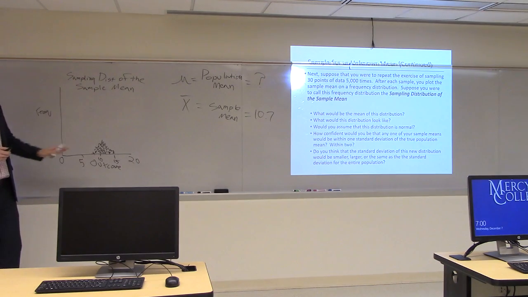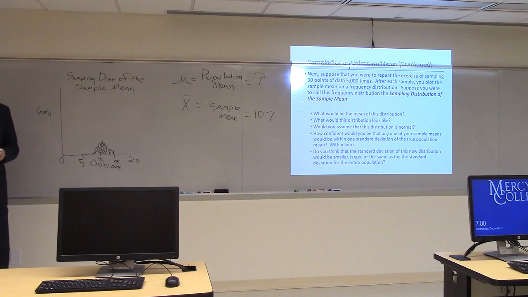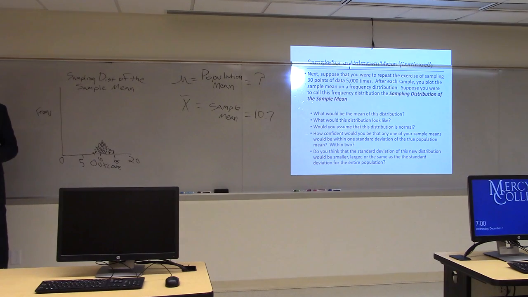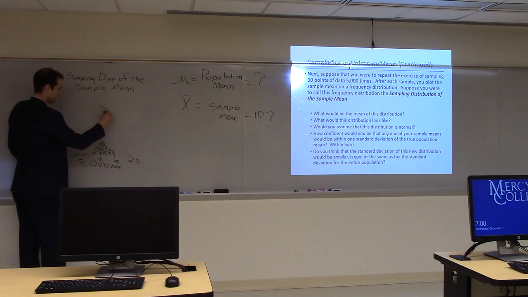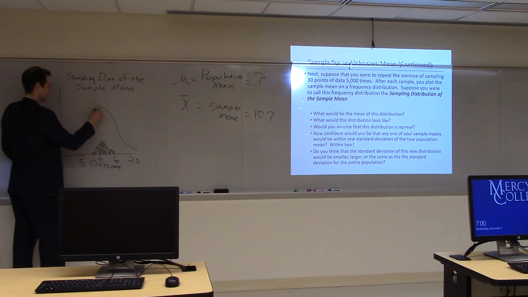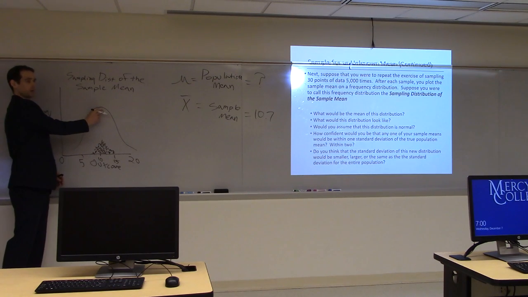Next question. What do you think this distribution is going to look like when we get done doing it 5,000 times? Normal. It's going to look like a normal distribution, because the most common outcome is going to be 10. Every once in a while, or probably frequently, we'll get something a little bit more than 10, with equal probability of getting a little bit less than 10.